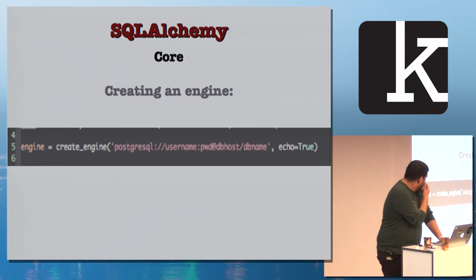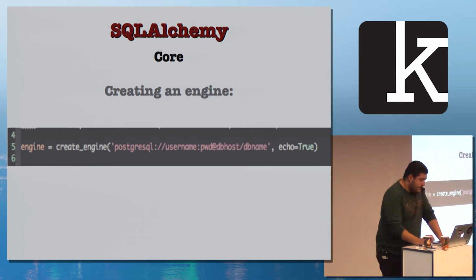So when you want to create an engine in SQLAlchemy, all you have to do is import the create_engine function, and then give it a database URI, and then the echo parameter there is just to say log the output, what SQL query you ran.